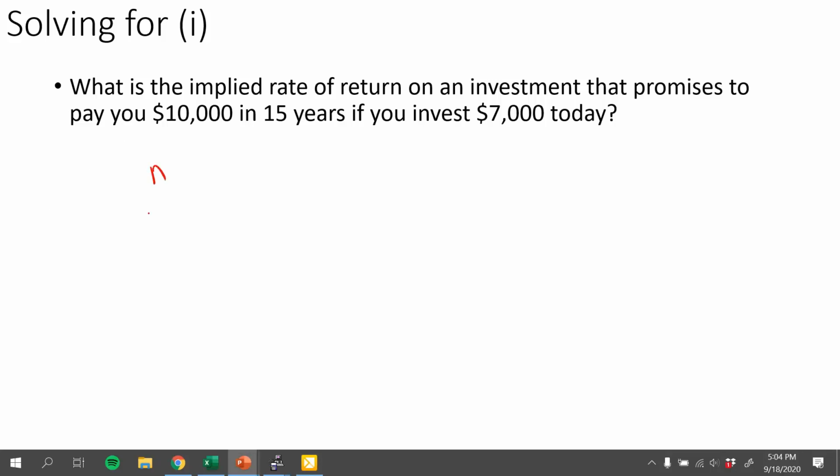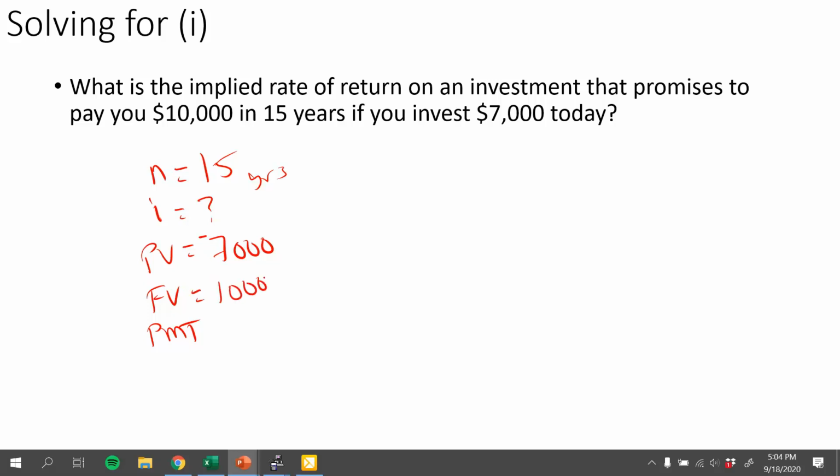So I have N, I, PV, FV, and PMT. All right, my N is going to be 15 years. That's how long we're going to invest. I is what we're solving for, so I'll leave that blank. PV is going to be what we invest today in the present. So I'll make that $7,000 and I'll make it negative because we're depositing or we're investing $7,000. That money's coming out of our pocket. And then in return, we are going to receive $10,000 in 15 years. So we'll make that a positive number. And then we'll make PMT equal to 0.